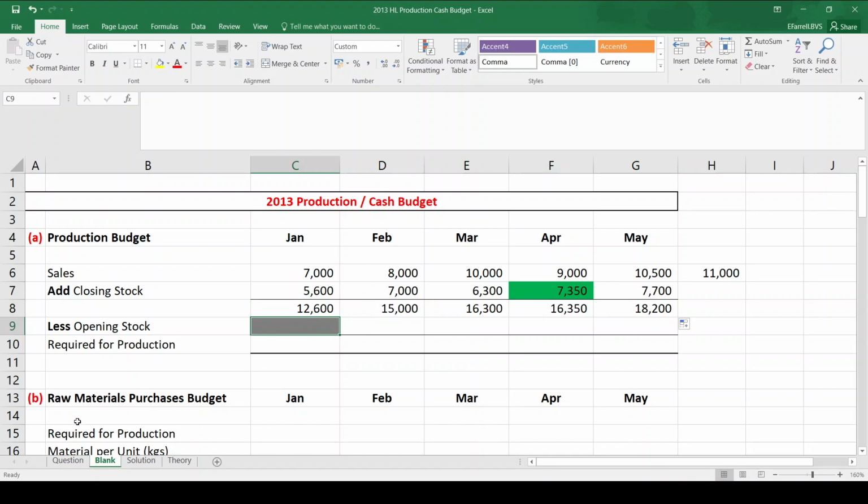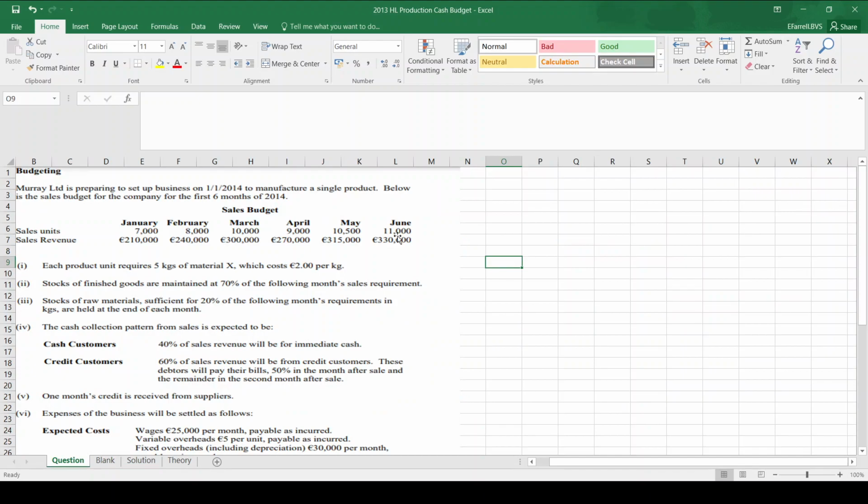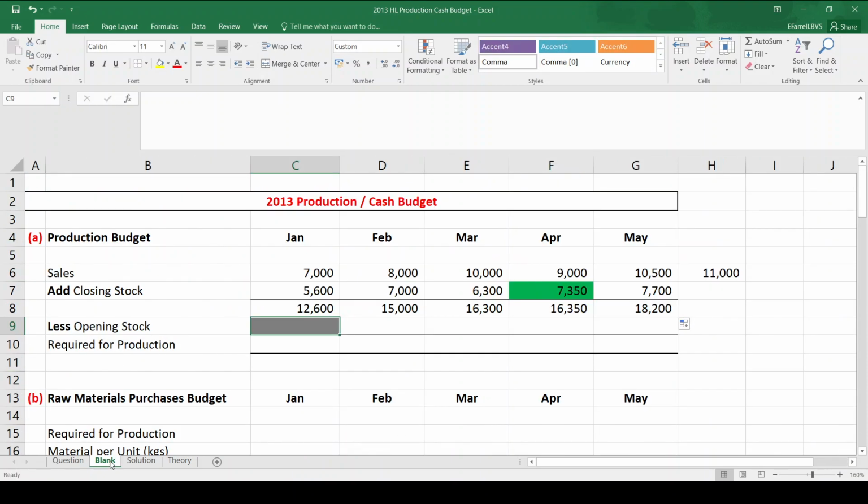In January, there's going to be no opening stock because the top of the question says the business was only set up on the 1st of the 1st. So it's only set up on the 1st of January, so there won't be any opening stock coming forward from the previous December, so that's going to be 0.